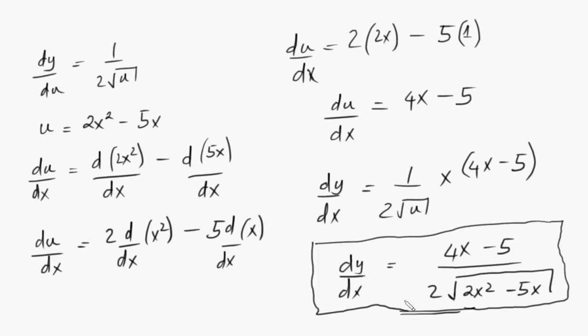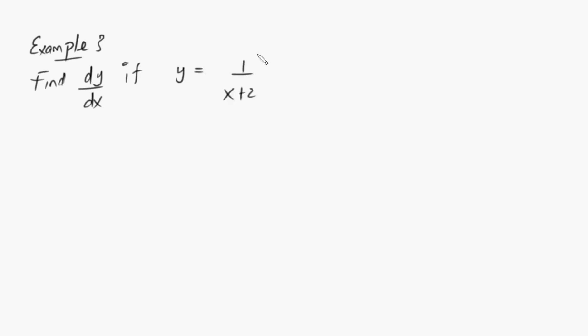So let's see another example, another composite function. Call this example 3. It says now find dy/dx if y equals 1/x plus 2, all to the power 10. So this is also a composite function whereby I can let u equal 1/x plus 2. That means y will be u power 10.